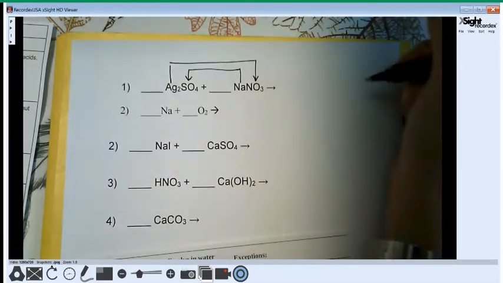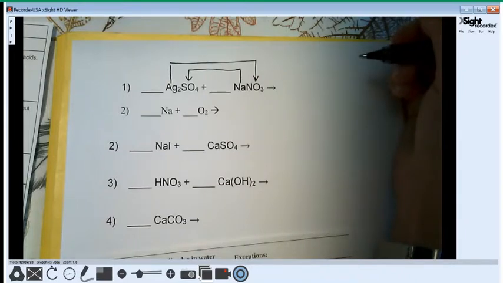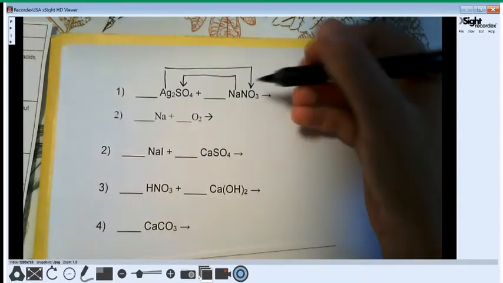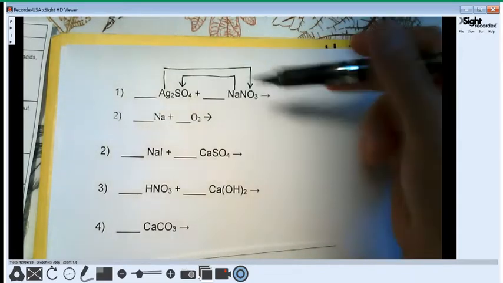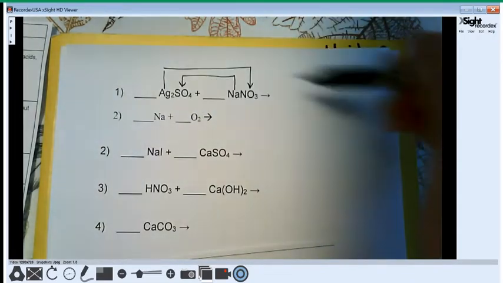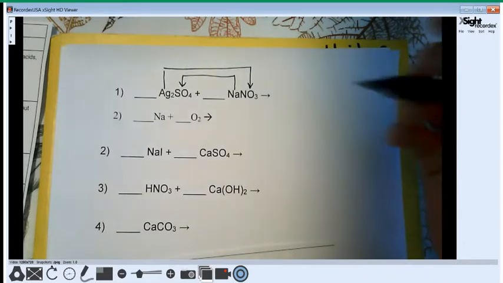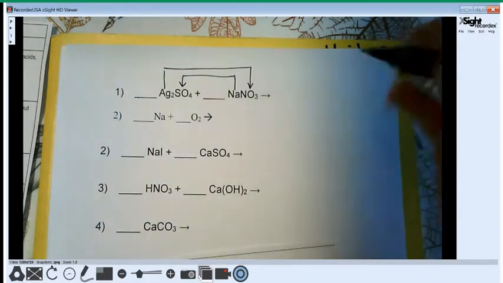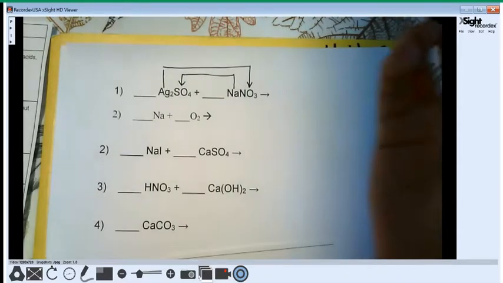So when you're predicting the products, you need to recrisscross on the other side. And that's the most common mistake people make, is they just keep the same subscripts. So they just throw Ag2, NO3 over there. And that's not actually right, because silver has a +1 charge and nitrate has a -1 charge. So when they crisscross together, you get AgNO3.